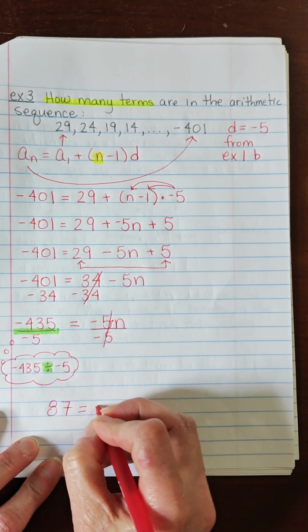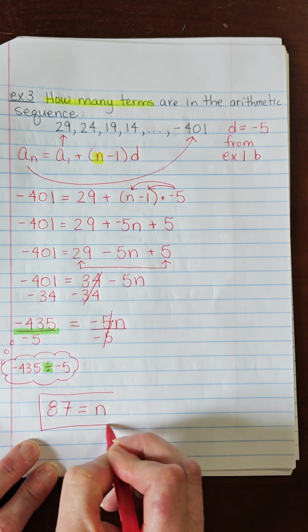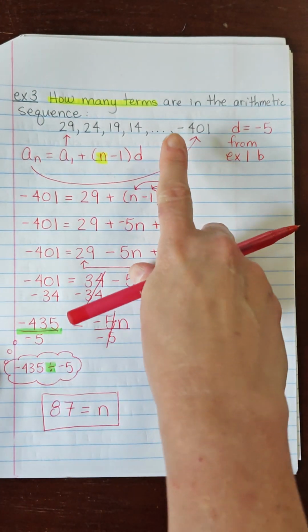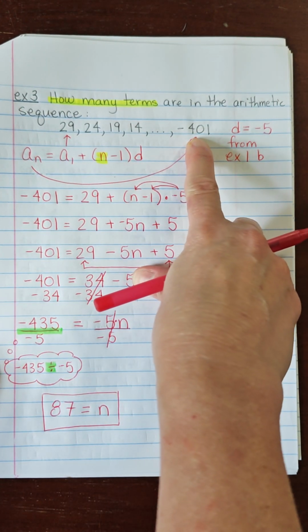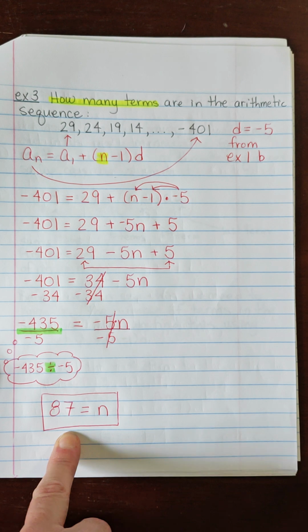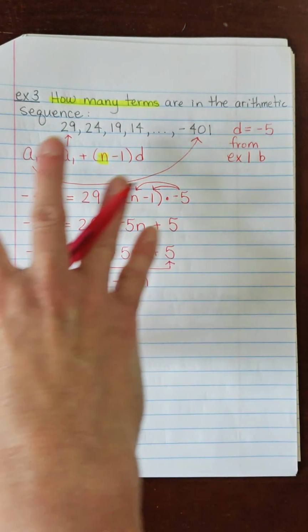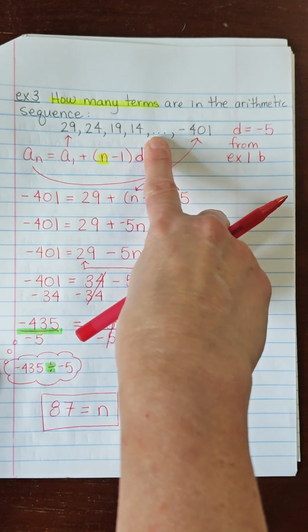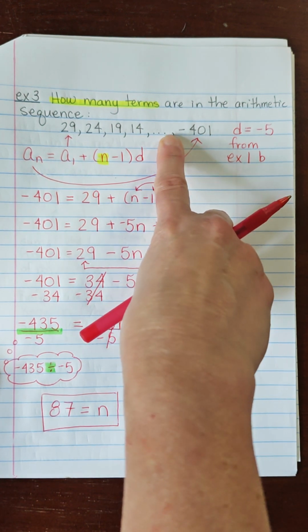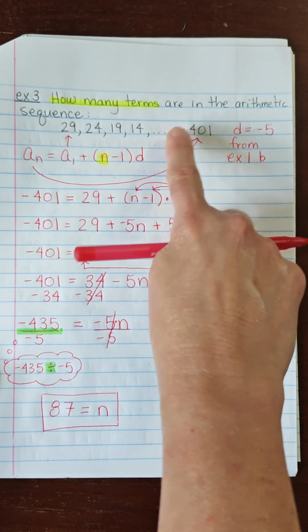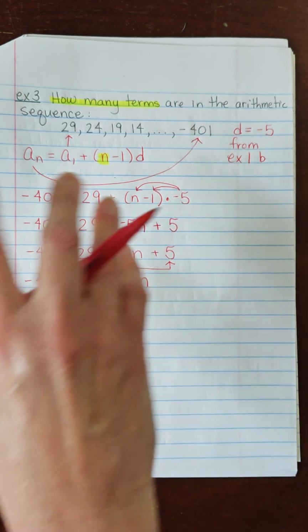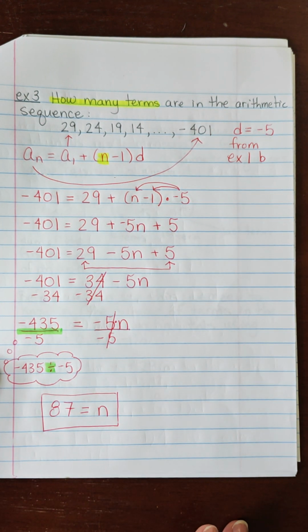All right, so we got 87 equals n. There we go. That means that this negative 401 is the 87th term. So I do want you to use this formula. I don't want you to fill in all of the gaps here and then count them out, right? That's absolutely not what I'm asking of you.